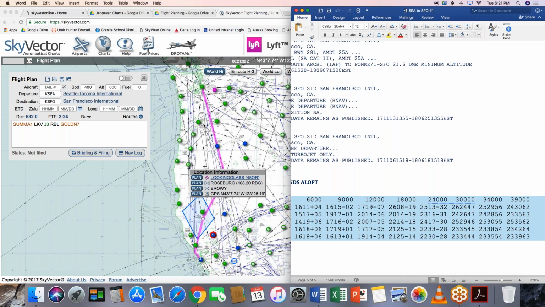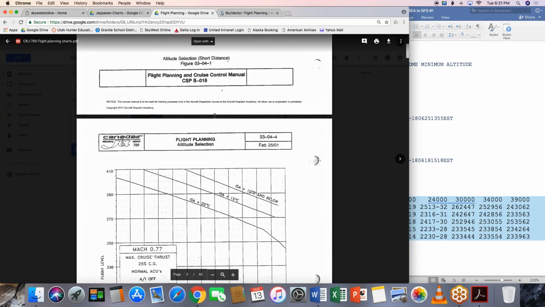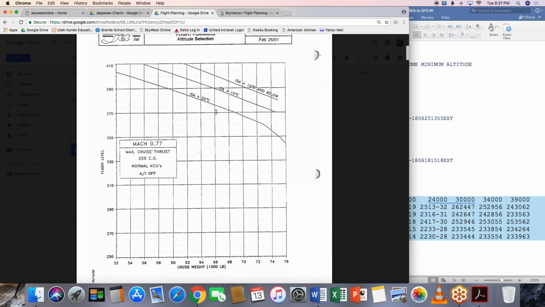Does that make sense? Is there a reason why you went down instead of up? Yes, because going back to our cruise capability chart, if you follow this up from the 63,000 pounds, the highest altitude that we could do would be about 40,700. Since we can't hit 41,000 feet, we have to go down.